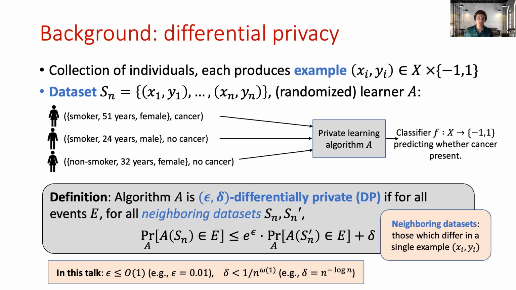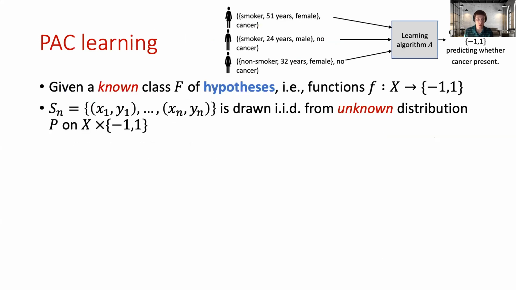So that's the definition of differential privacy. Next, I'll discuss the basics of PAC learning. In this setting, we're given a known class F of hypotheses, namely binary functions f from X to {-1, 1}. And we make the assumption that the data set Sn is drawn IID from some unknown distribution P on the space X of features across the labels -1, 1.